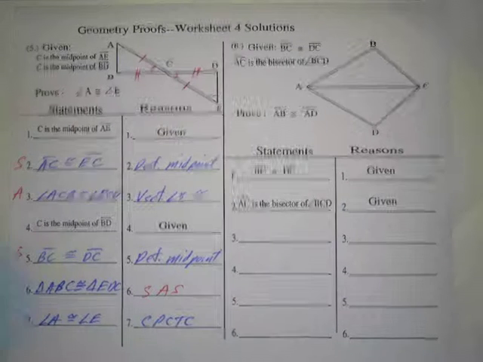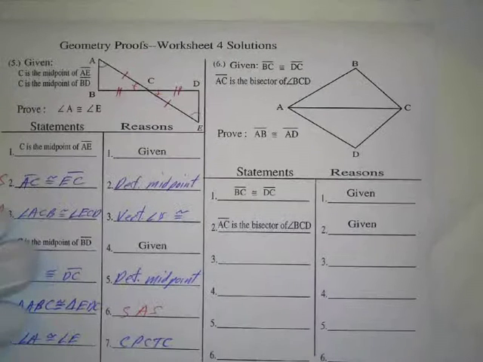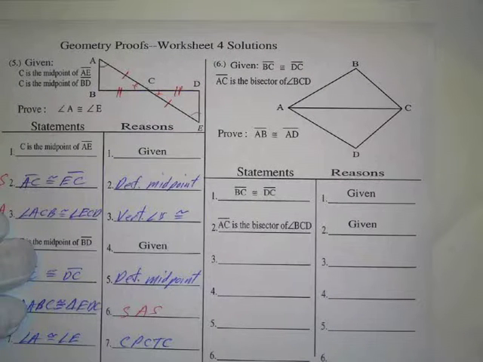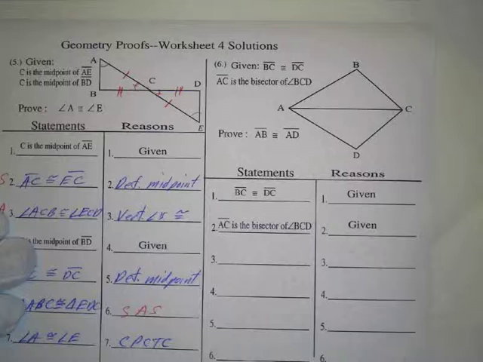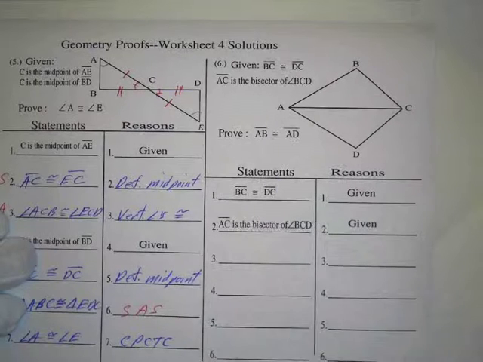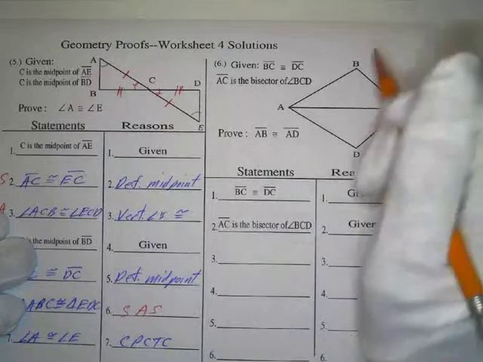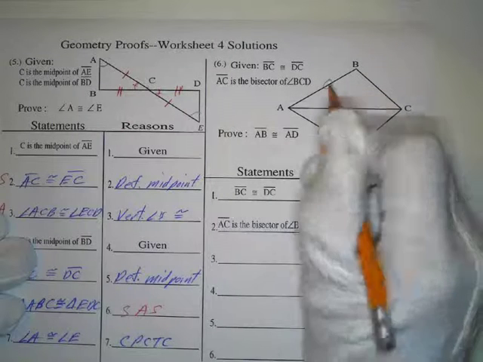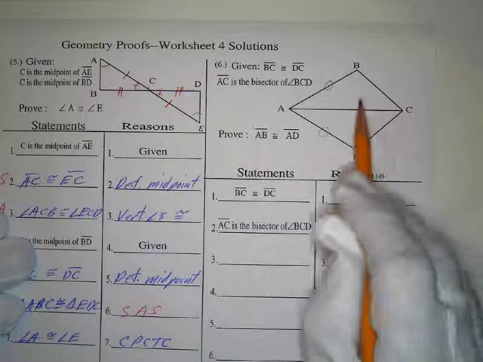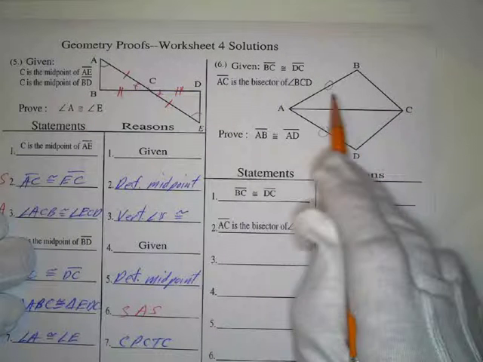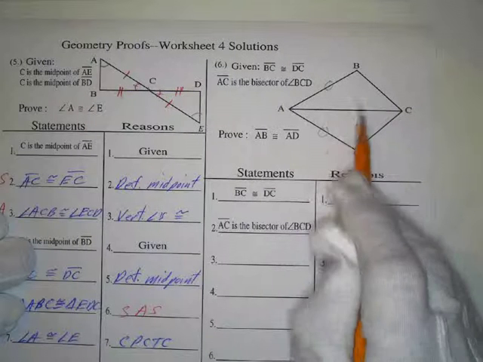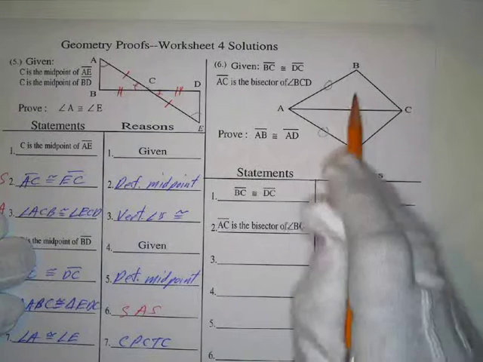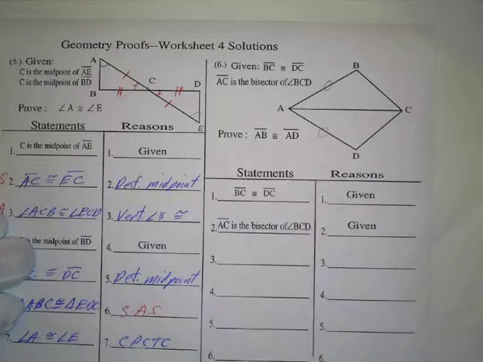All right, and then number 6. Given BC is congruent to DC, AC is the bisector of angle BCD. We want to prove that AB is congruent to AD. So AB is over here, and AD. We want to prove that these segments are congruent. So again, we want to find two triangles that they're parts of, and they're both parts of these two triangles. If we can prove these two triangles are congruent, then we've got it. So let's try to prove these two triangles are congruent first.